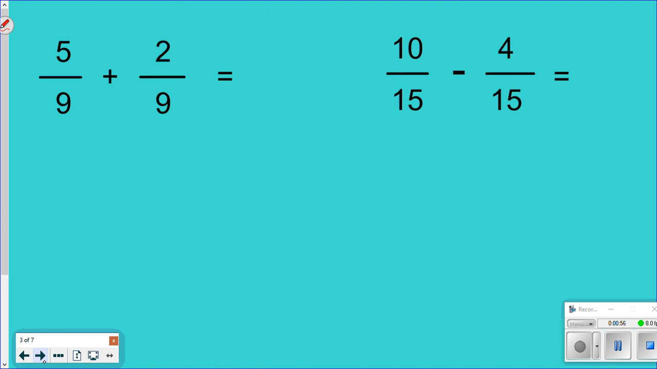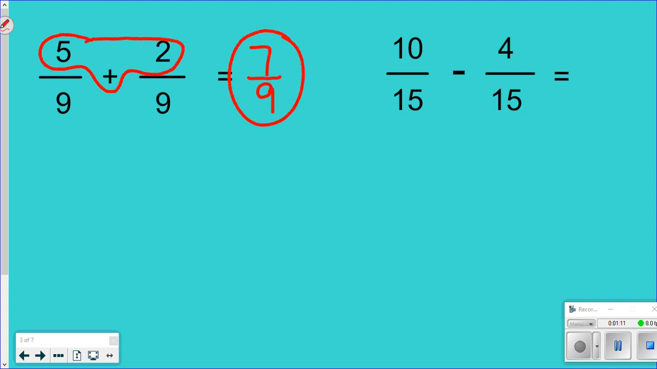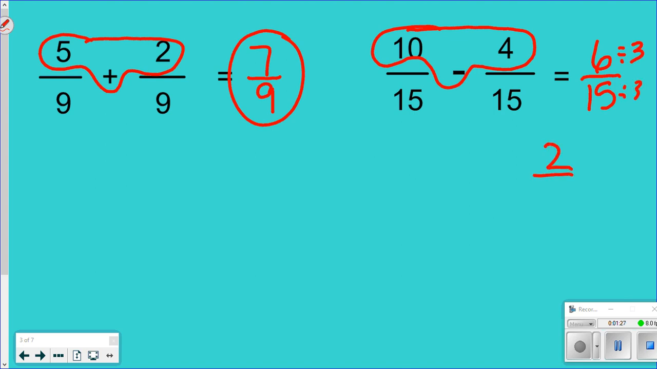If I look at 5/9 plus 2/9, you all know by now that if we're adding or subtracting fractions, we do not touch the denominator. So this should be 9, and then I only worry about the numerators. 5 plus 2 would be 7. Same thing over here. I have 10/15 minus 4/15. Denominators stay the same. I'm just worrying about my numerator. So this would be 6. Then I have to make sure it's reduced fully. I know this can be reduced by 3. So it'd be 2/5 as my answer there.